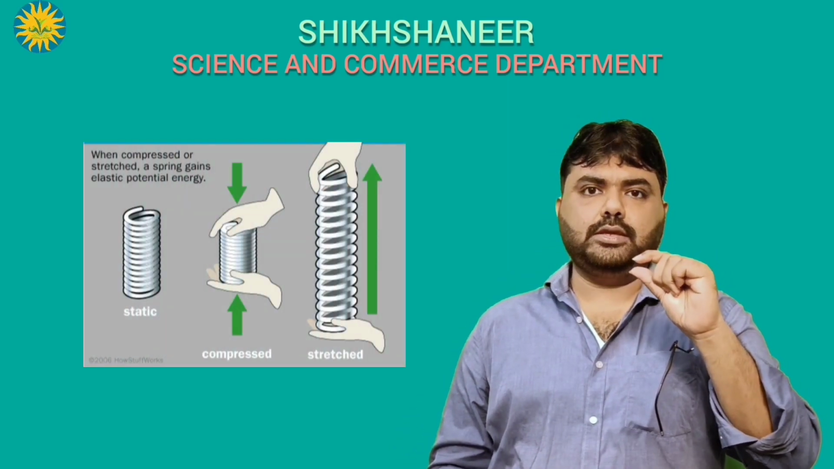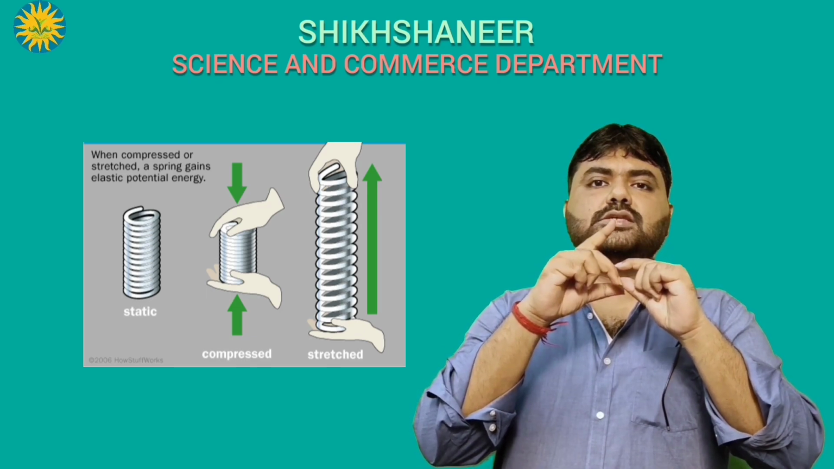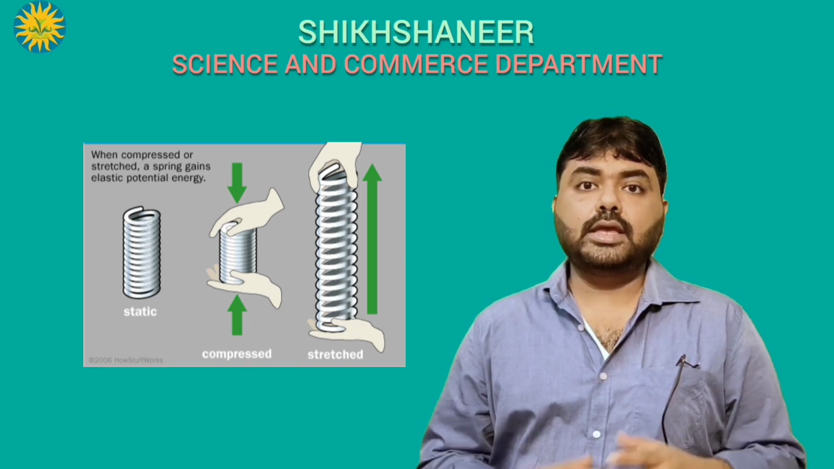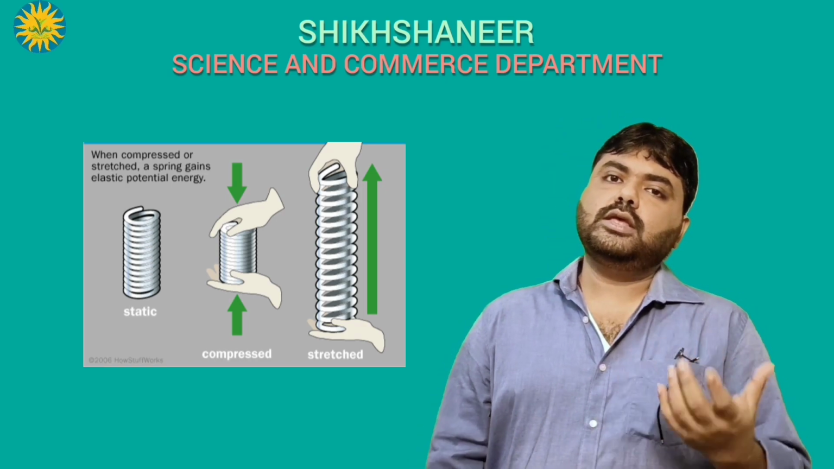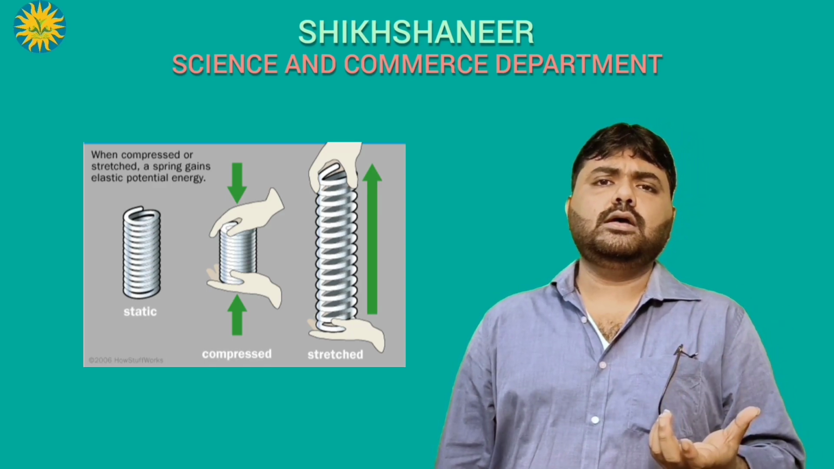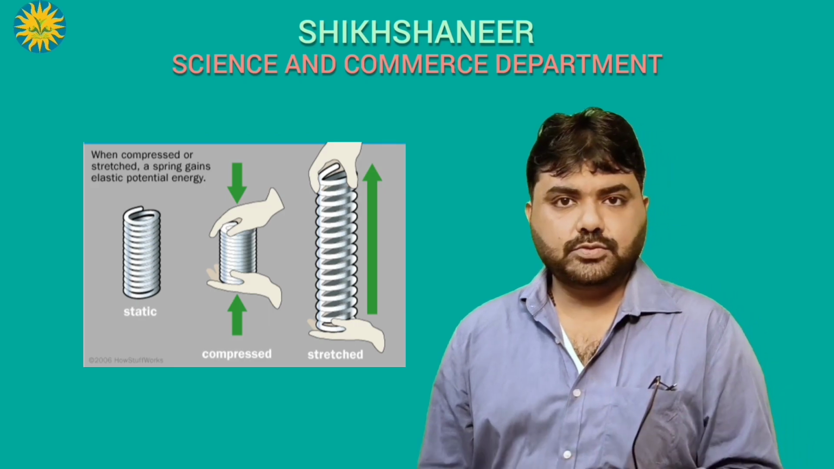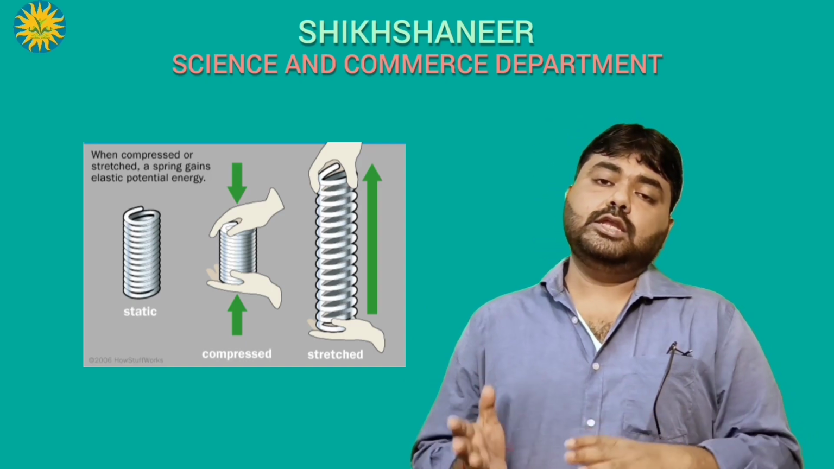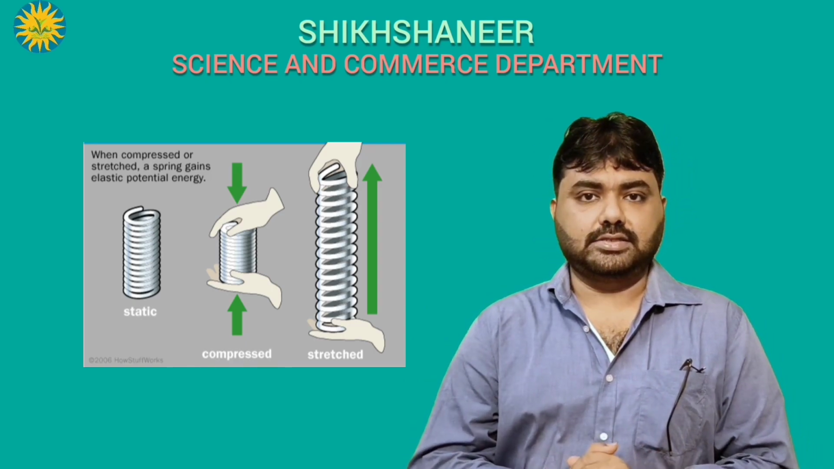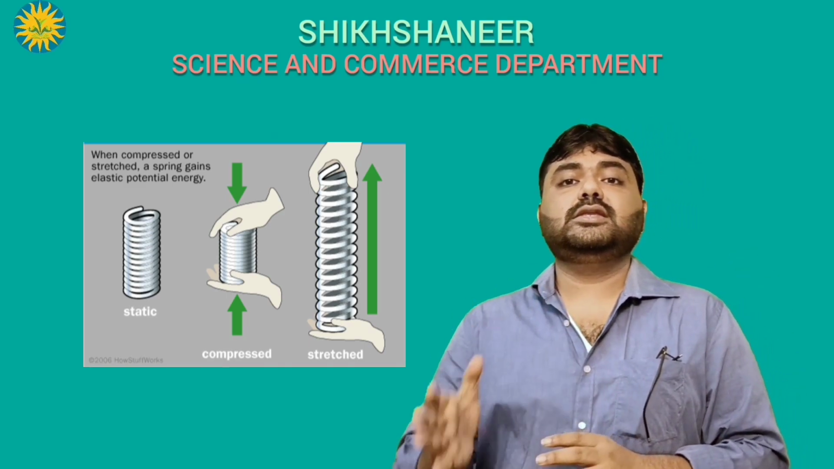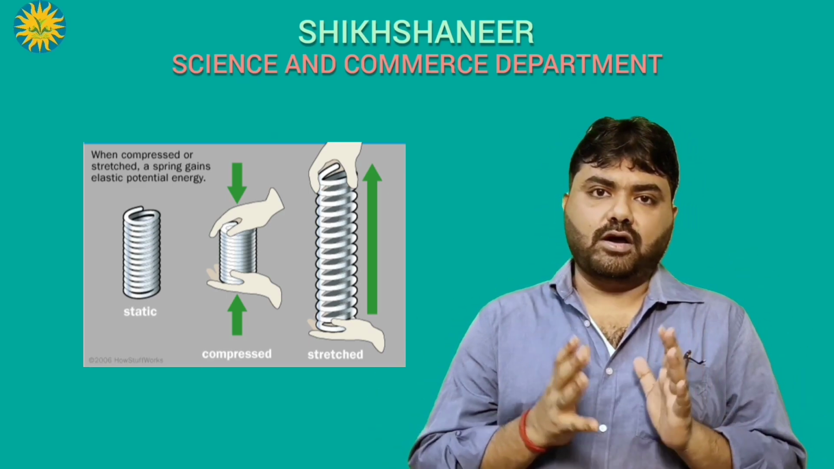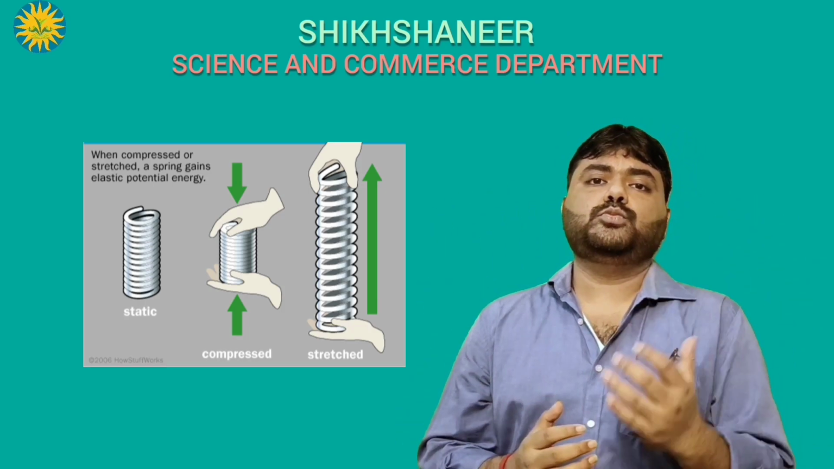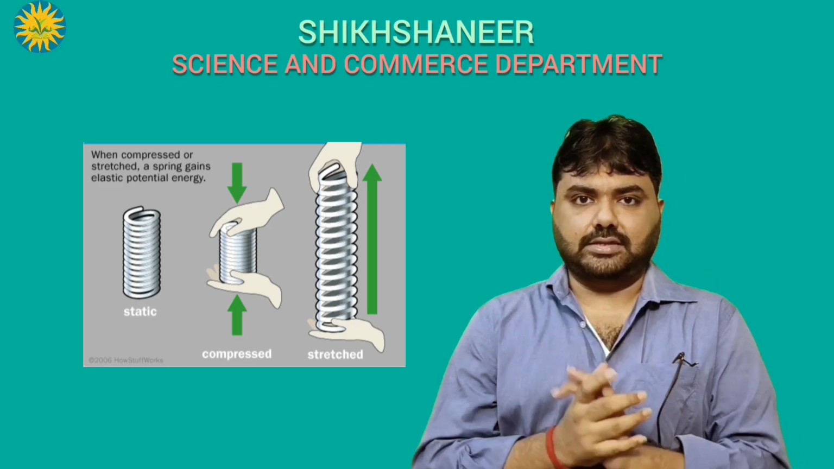If we compress a spring, its shape is changing. That means its dimension and configuration are changing, and it is in a rest position. Therefore, it has stored energy, the elastic potential energy. Now if we release the spring, it will automatically move, that is, it will convert into kinetic energy. Therefore, potential energy and kinetic energy are interconvertible, but the sum of the kinetic energy and potential energy is always constant.